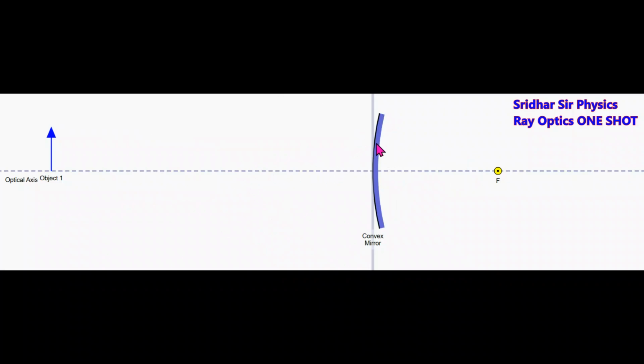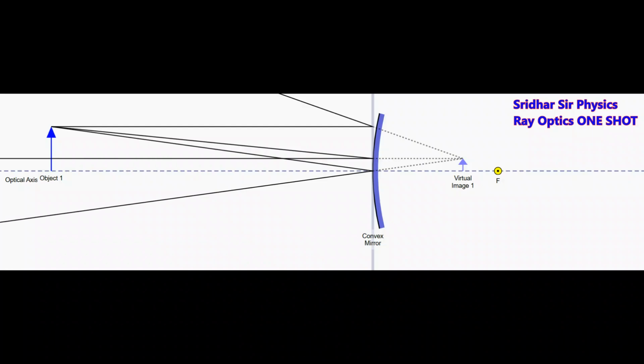Next we have the convex mirror. A virtual object is kept here, and there's a focus. The incident rays come towards the right. Here we'll get the virtual image, formed between the pole and the focus. This incident ray parallel to the principal axis, after reflection, will pass through the focus, and the ray incident at the pole will get reflected symmetrically. These two rays will diverge from a point, and that will be the position of the virtual image.